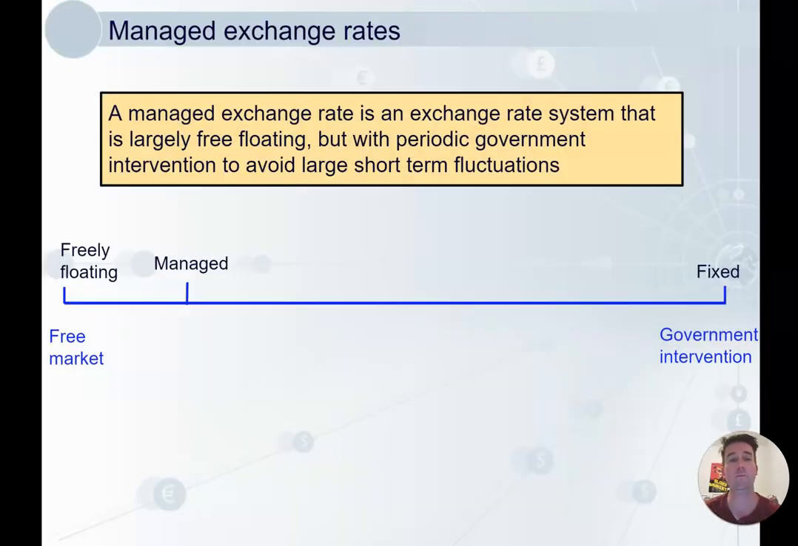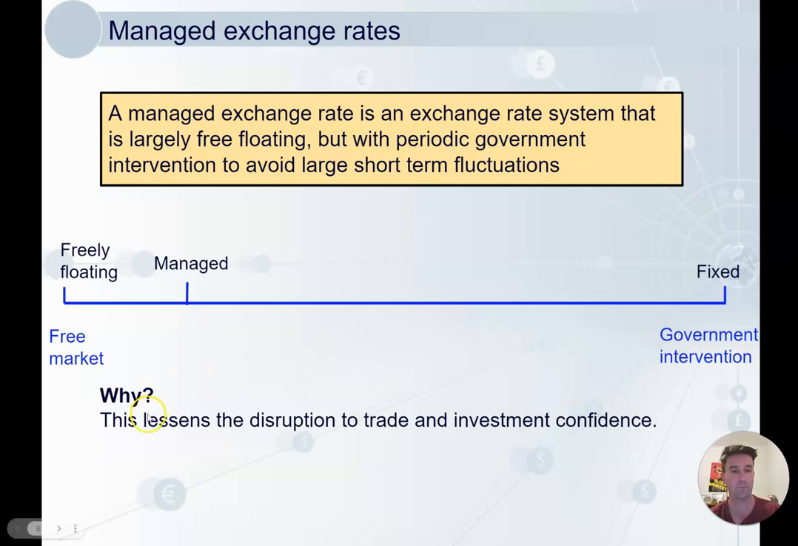Now, there is something in between a floating exchange rate, which is purely demand and supply, and a fixed one, which is all government intervention, and that is a managed exchange rate. So it's mostly free floating, but the government gets involved from time to time to avoid large fluctuations. Those large fluctuations can hurt confidence in the currency, so they are often managed. That confidence we talked about before, it's going to lessen the disruption to trade and investment confidence. So we want that.